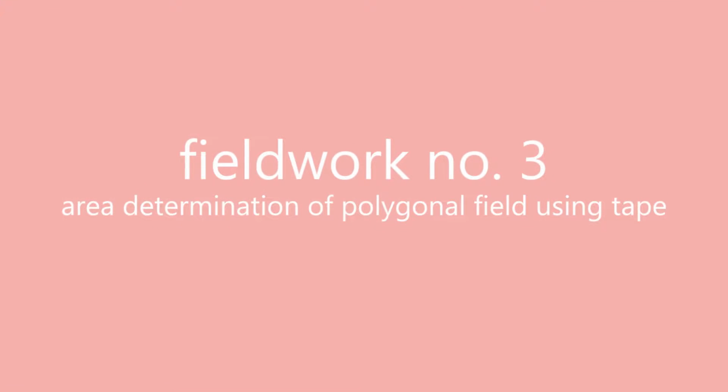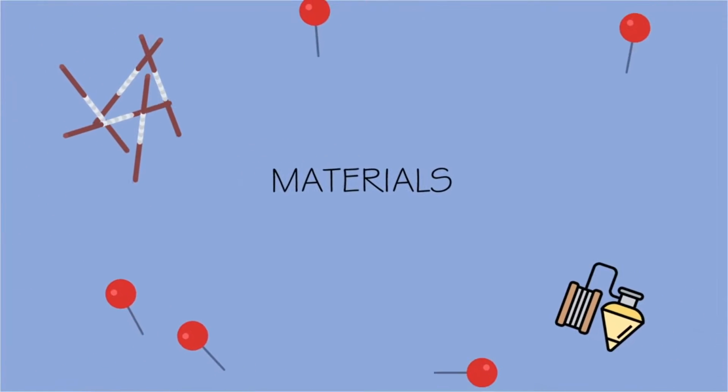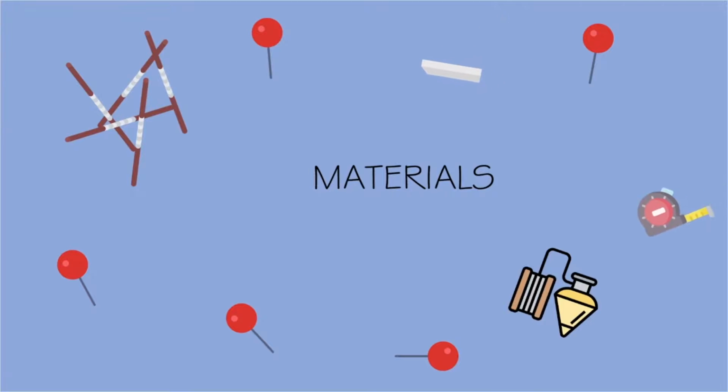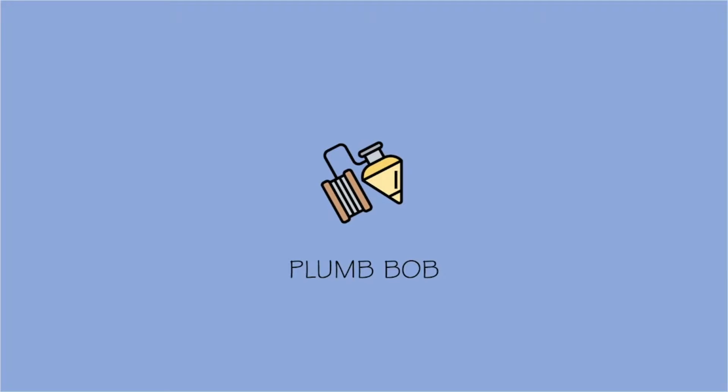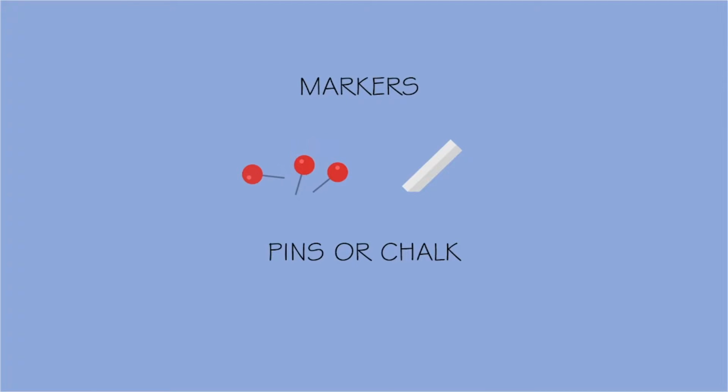Today we are going to determine the polygon field area using tape. The instruments and accessories needed for this are range poles, measuring tape, plumb bobs, markers or chalk or marking pins.